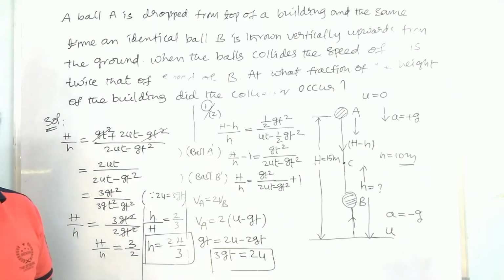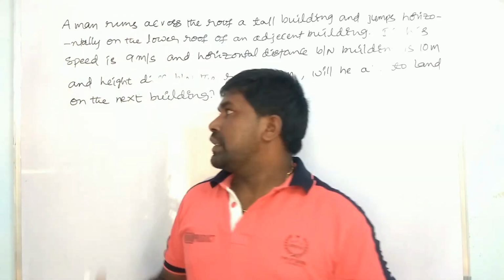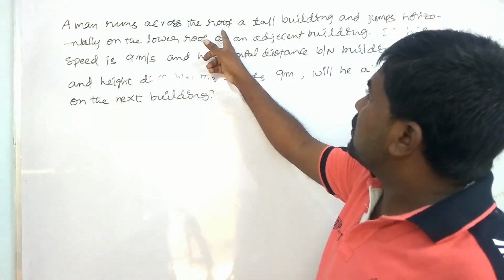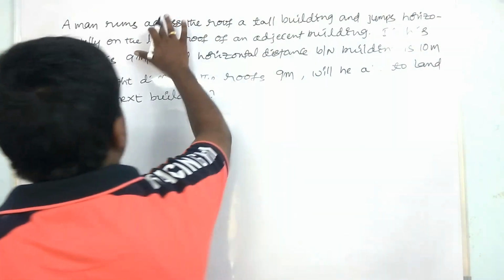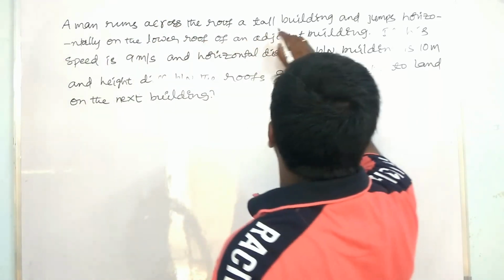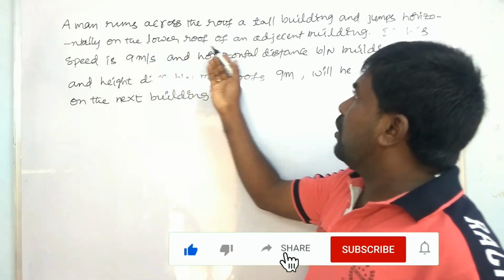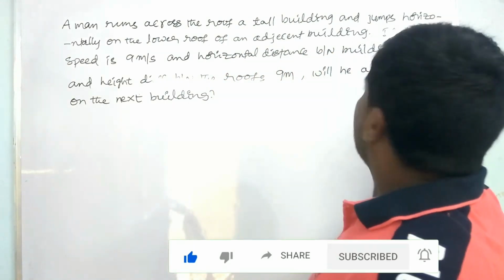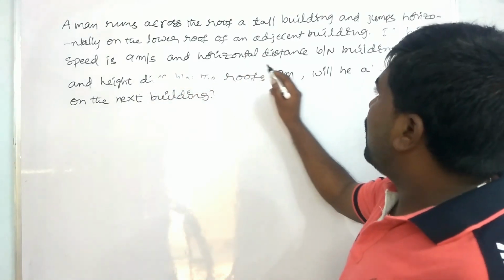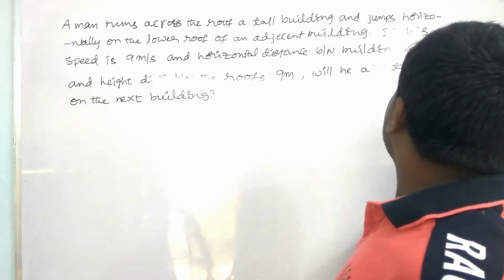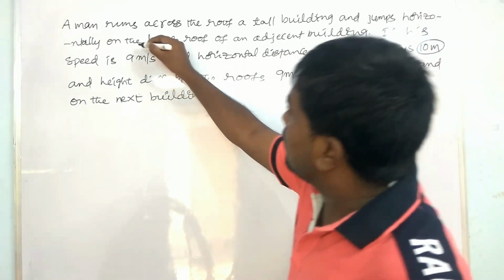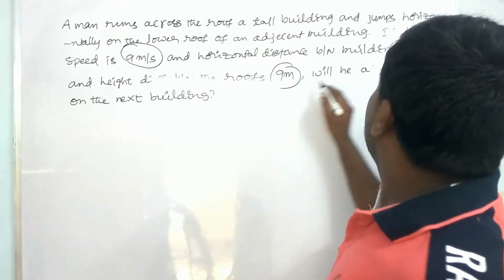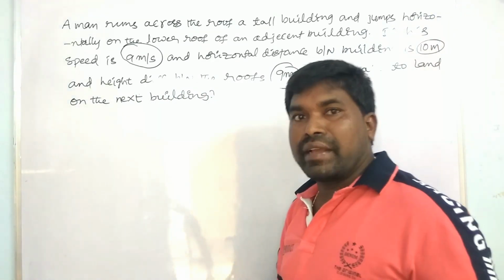Let us see another question. Let us see one more question. Here it is. There is a man who runs across the roof of a tall building and jumps horizontally onto the lower roof of an adjacent building. If his speed is 9 meters per second and the horizontal distance between the buildings is 10 meters, and the height difference between the roofs is 9 meters, will he be able to land on the next building?